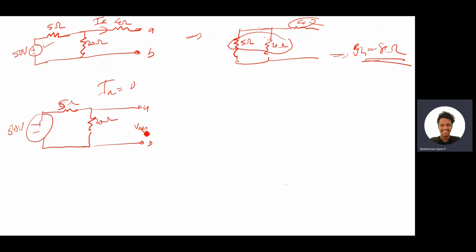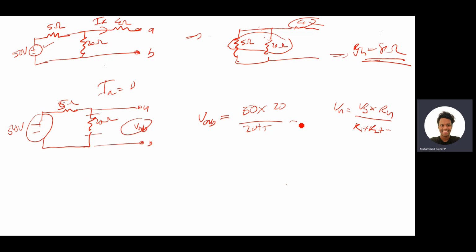VAB. It is AB, VAB. Okay. So now how will we find VAB? You know, I told you the voltage divider, right? So if you want to find VAB, what you will do is multiply with the source voltage 50, and VAB is the voltage across this resistor, right? So Vn is equal to Vs into Rn by R1 plus R2 plus R3 and so on. So Rn 20 divided by 20 plus 5. It will come around 40 volts. So that is our Thevenin voltage.